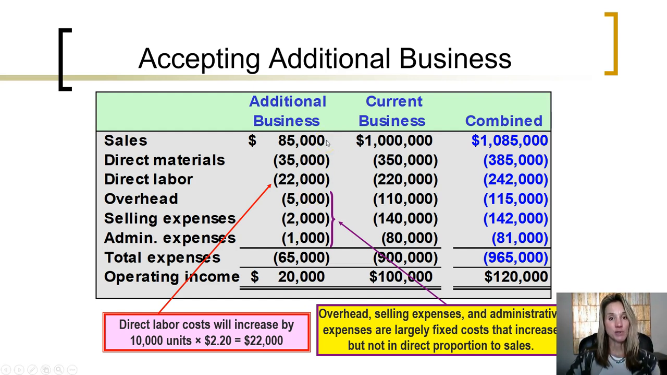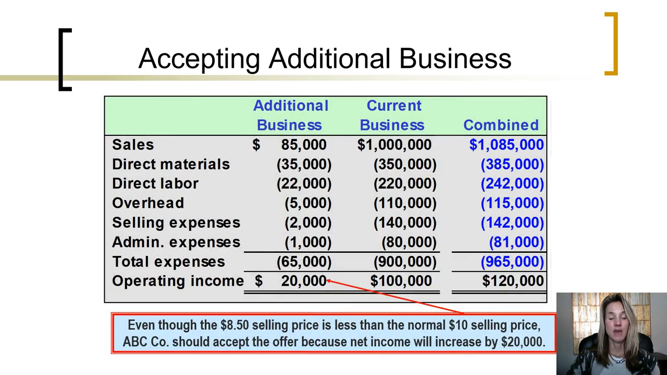$85,000 would be the revenues earned from the sale, cost of $65,000, resulting in a profit of $20,000. Even though the $8.50 selling price is less than the normal $10 selling price, ABC should go ahead and accept the offer because they will overall increase their net income by $20,000.